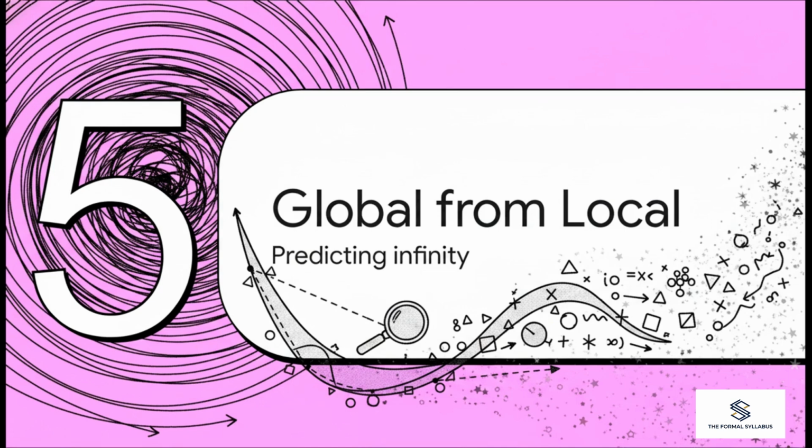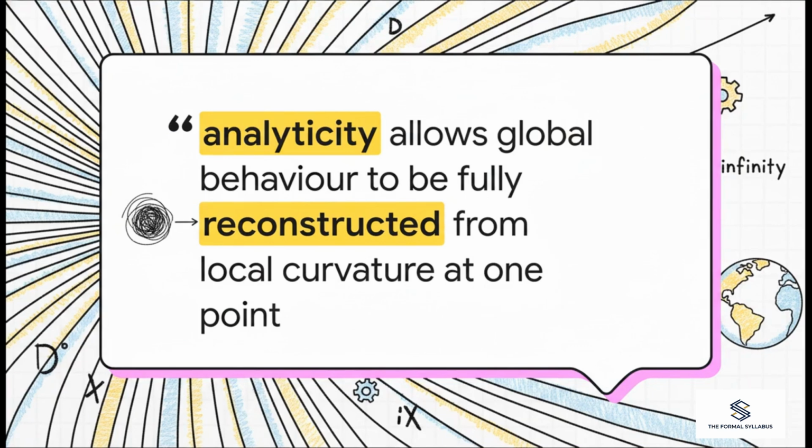Section 5. Global behavior from a local point. This brings us to the profound historical and philosophical culmination of what Taylor series mean for modern mathematics. Think about this. If a function is analytic, knowing its exact curvature, meaning its local derivatives, at just one single microscopic point, provides us with the complete blueprint to perfectly reconstruct and predict its global behavior all the way to infinity. The local totally describes the global.